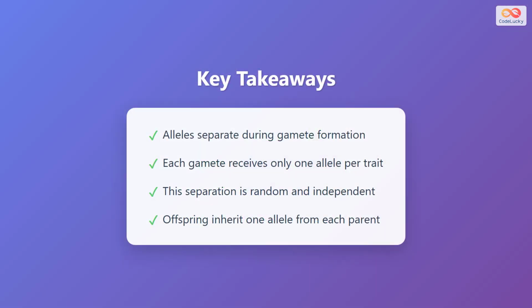Let's summarize the law of segregation. First, alleles separate during gamete formation through meiosis. Second, each gamete receives only 1 allele per trait, never both. Third, this separation happens randomly and independently for each trait. Finally, offspring inherit 1 allele from each parent, creating new combinations. This elegant mechanism explains how genetic diversity is maintained across generations.